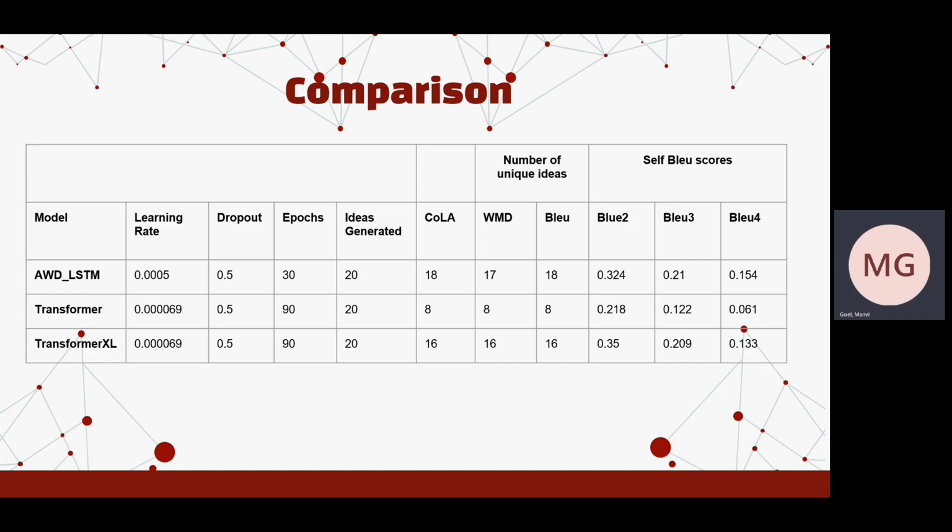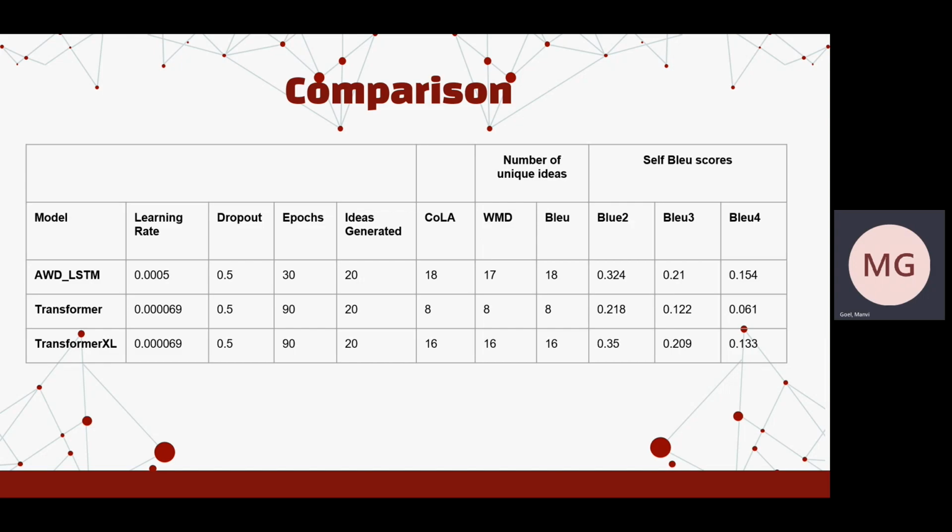CoLA represents the number of grammatically correct ideas. WMD represents the score of how many of those grammatically correct ideas were unique. The BLEU score results represent how many of the grammatically correct ideas were unique according to the BLEU scores, and the Self-BLEU scores represent the Self-BLEU scores using different variants of BLEU score.